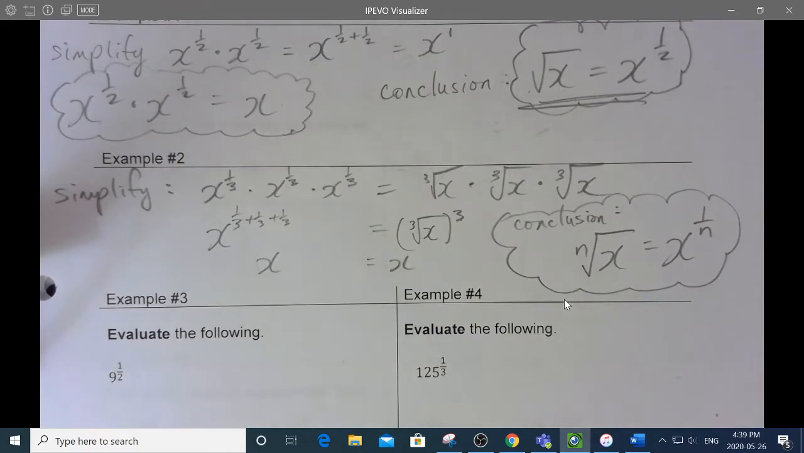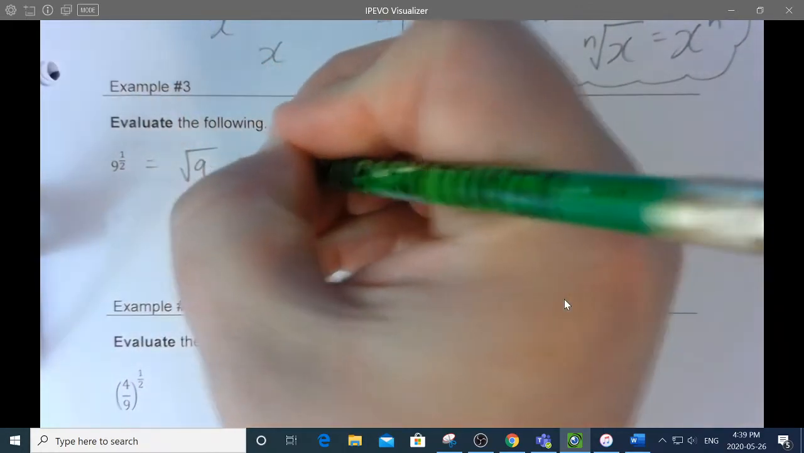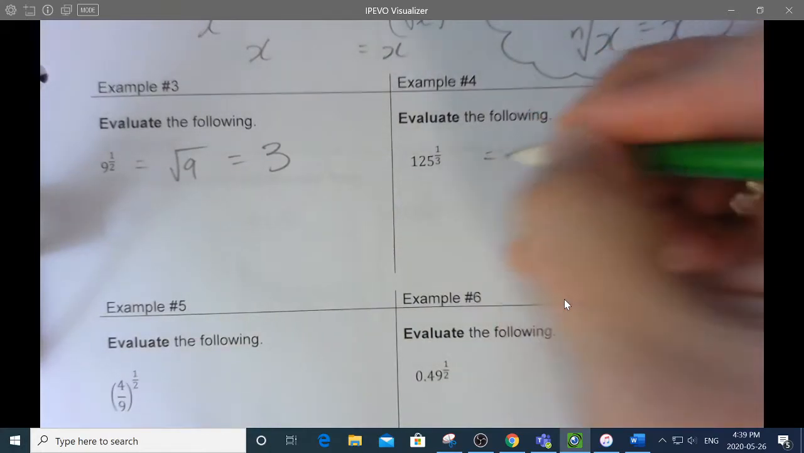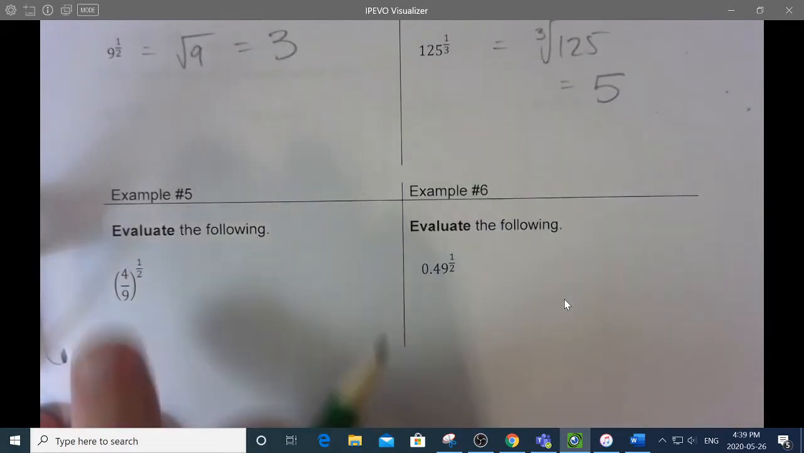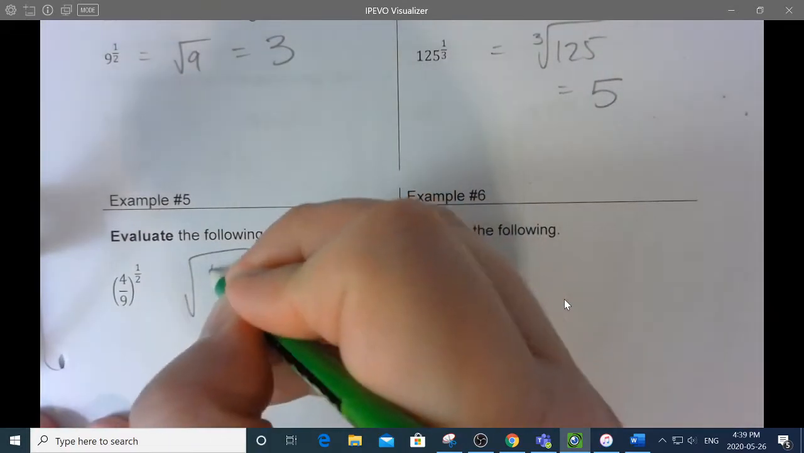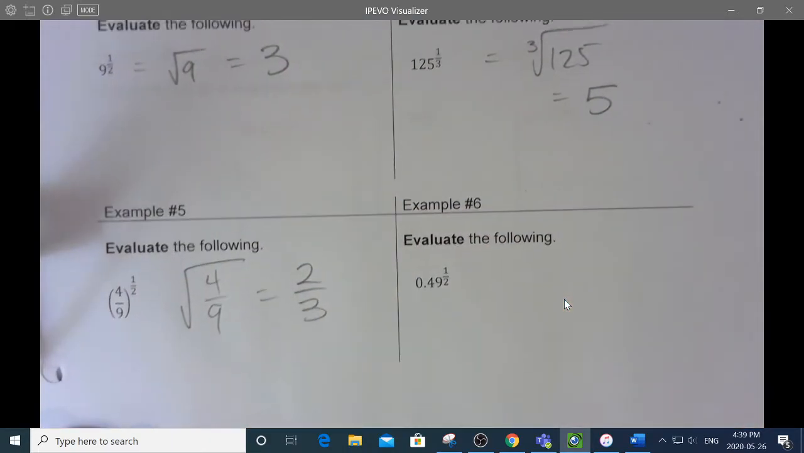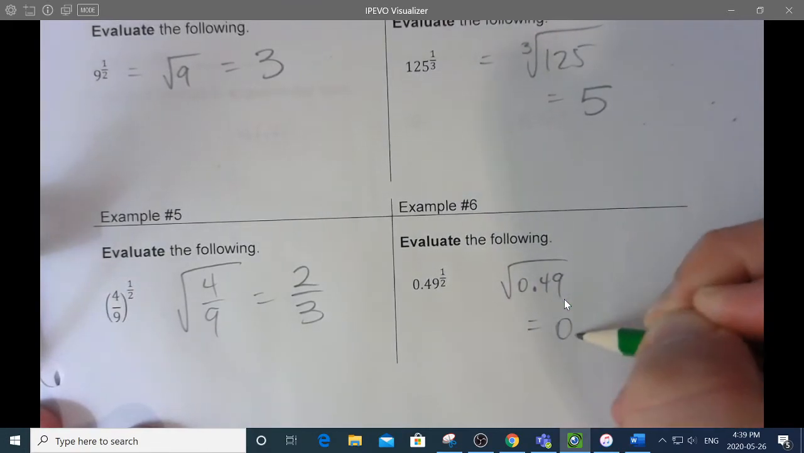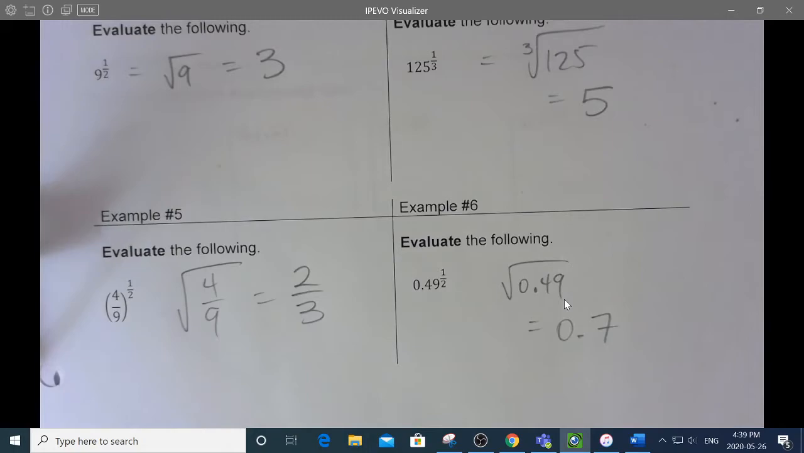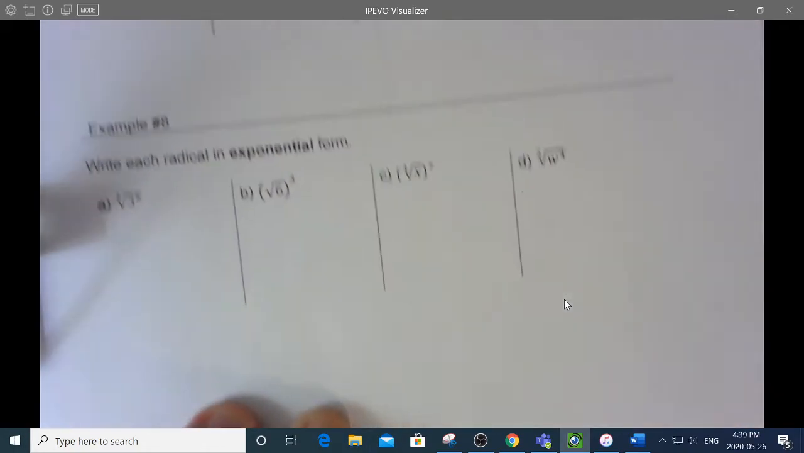And we can use that to evaluate. There's the one I just did in the calculator that I punched buttons on wrongly a second ago. This is like saying the square root of 9, which is 3. This is like saying the cube root of 125, which is 5. This one is like saying the square root of 4/9, which is 2/3. This one's like saying the square root of 0.49, which is 0.7. Aren't those fun? So you've now learned a new thing that you can do with exponents. You can use fractional exponents.